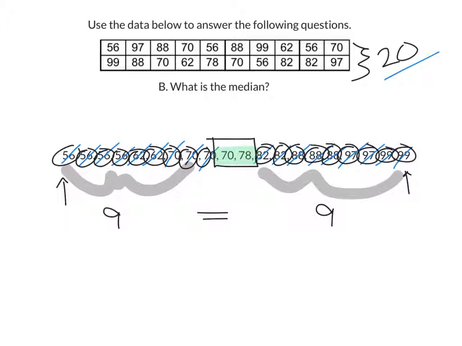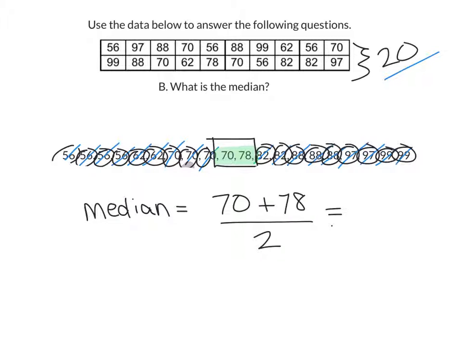So to find the median, I'm just going to take those two numbers, add them together, and divide by 2. And that's the average of the middle set, and that will be my median. So 70 plus 78 gives us a value of 148, and 148 divided by 2 equals 74. So that means that the median is 74.